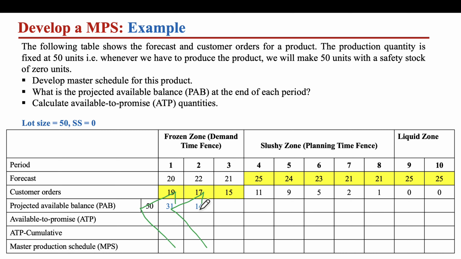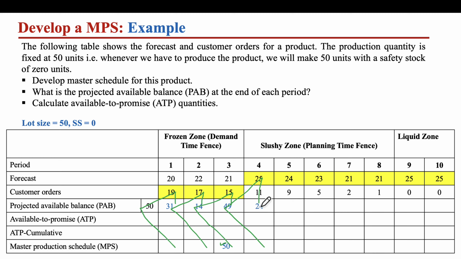Is this 14 sufficient to meet the demand for 15? No. We will be producing 50. Lot size is 50, so we'll be producing here 50. And PAB will become 50 plus 14 is equal to 64 minus 15 is equal to 49. Is this 49 sufficient to meet the demand for 25? Yes, it is sufficient. So we won't be producing anything here. And PAB will become 0 plus 49 is equal to 49 minus 25 is equal to 24.